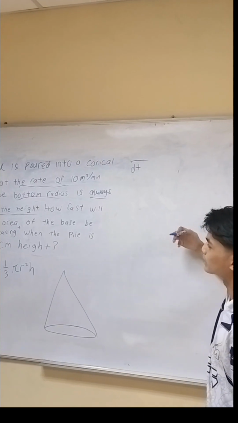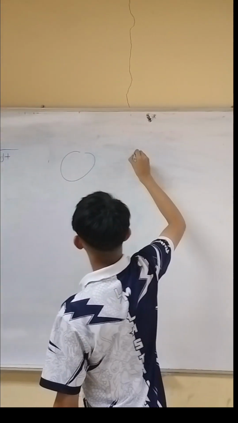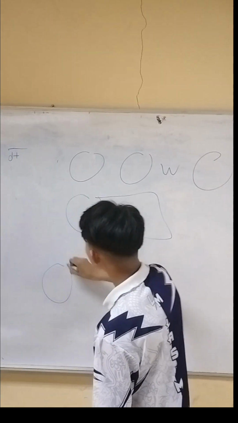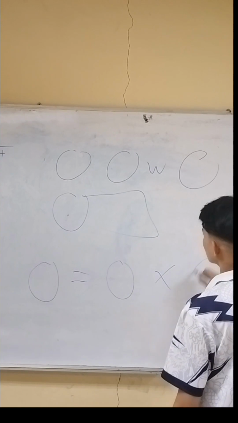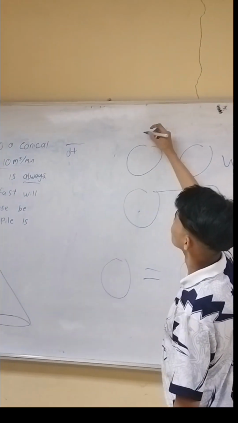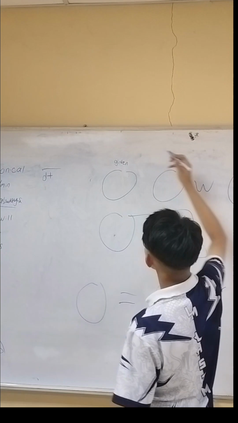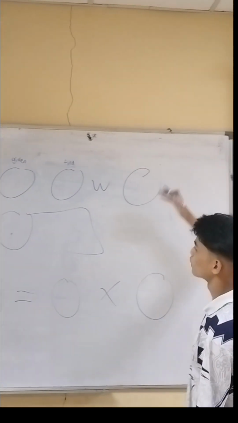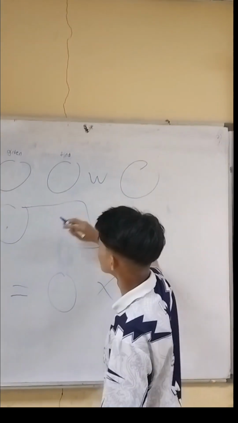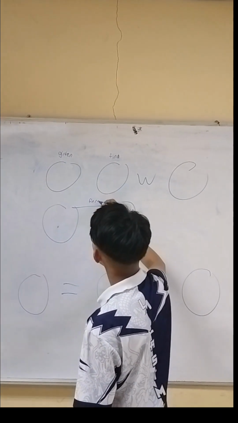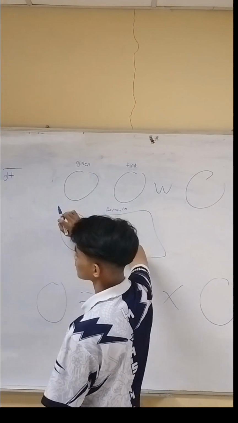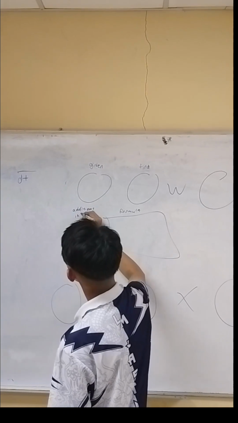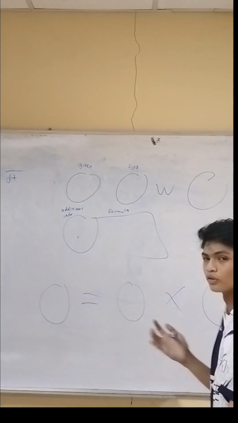The best way to find this solution is circle, circle, square, circle, circle. The first circle is what is given in the question, and the second is what we want to find. The third circle is when the information is given, and the square is for the formula, and the next circle is for additional info. And the last circle is for the solution.